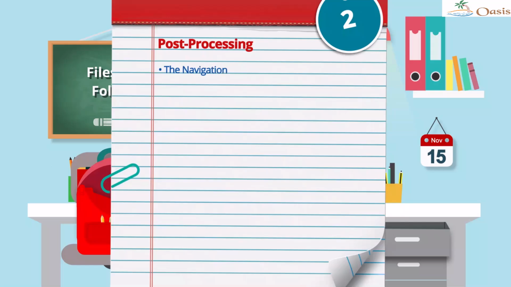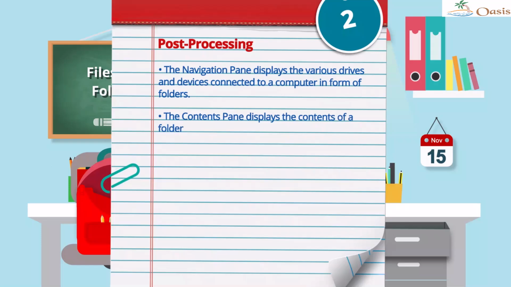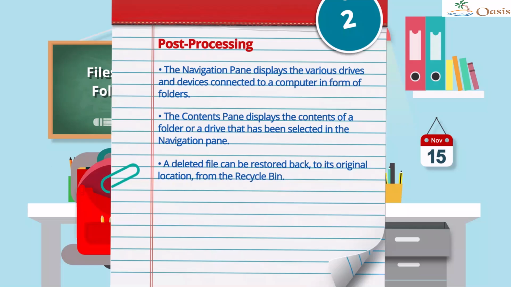The navigation pane displays the various devices and drives connected to a computer in the form of folders. The Contents pane displays the contents of a folder or a drive that has been selected in the navigation pane. A deleted file can be restored back to its original location from the recycle bin. The view of the Contents pane can be changed to see the icons in different sizes or details of files.